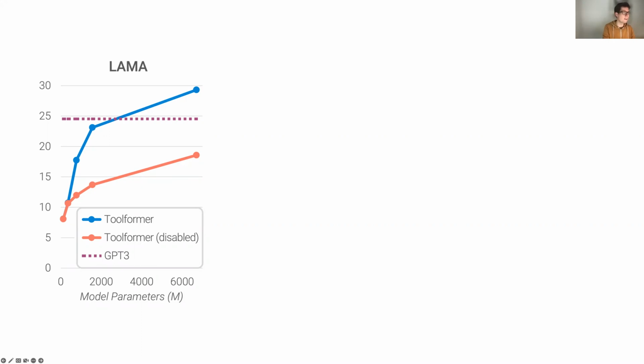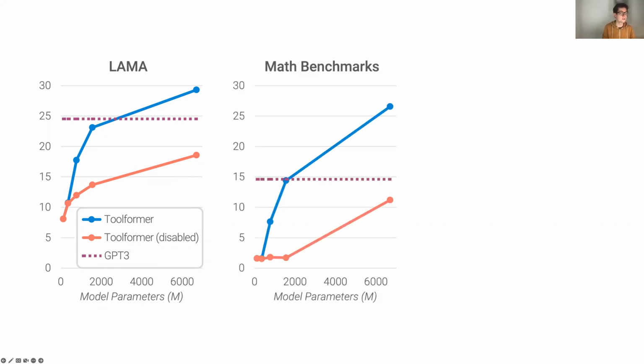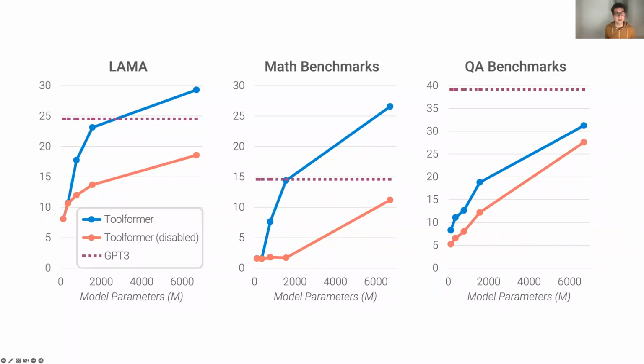If you look at our math benchmarks, things look quite similar. Again, we can see that the smallest models simply don't make use of the tools at all. But then as we move to bigger models, suddenly we get this kind of gap. And as we move from around 1 billion to 7 billion, that gap remains constant. And then finally, I also wanted to show the same thing for QA benchmarks, where, as we've seen, Toolformer is not as good as GPT-3.